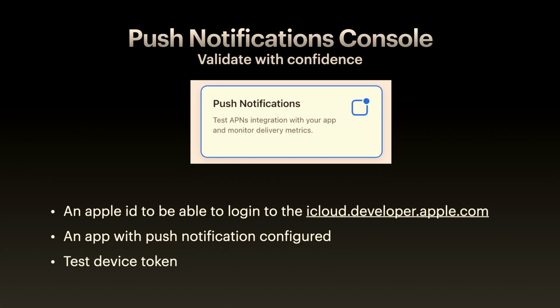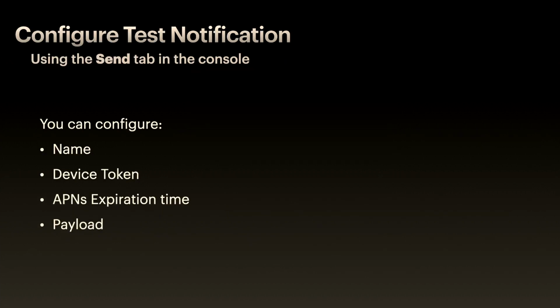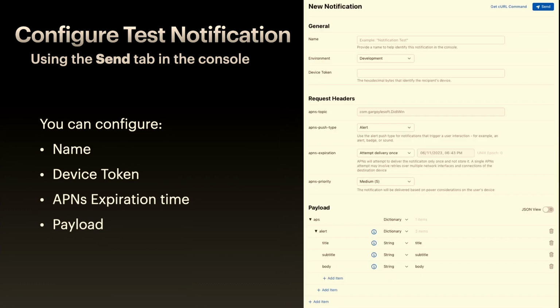cloud.developer.apple.com, and you'll see various options. One of them is the push notification. Next, you need an Apple app which has push notification configured. And last, you need a test device token so that you can send the test notifications and check on that. Using the send tab in the console, you can configure your test notifications.